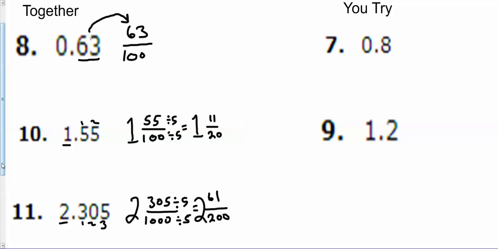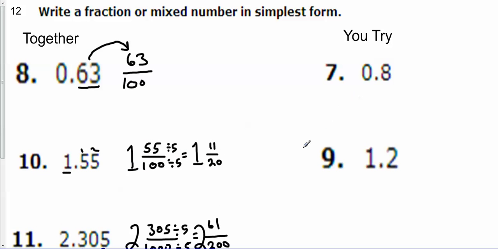Okay. All right. I promise 7 and 9 are much easier than these two. So go ahead and try 7 and try 9, and let's see what you come up with.